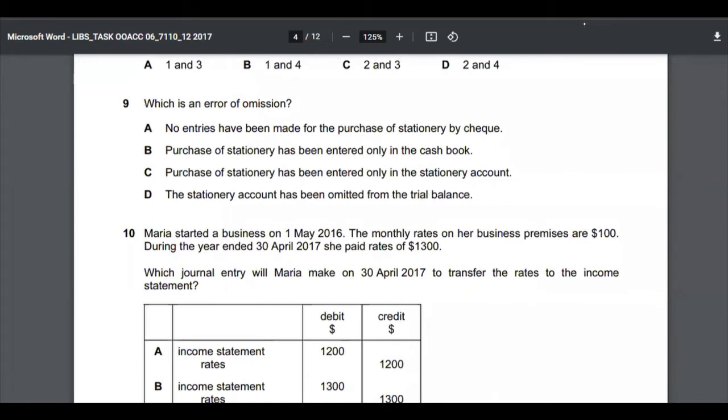Multiple choice 9, which is an error of omission, right? Error of omission basically means that the transaction is not recorded, right? It's very apparent, the word no is here. So the answer to multiple choice 9 is actually option A. So no entries have been made for purchases of stationery by the check, right? So the financial transaction has been completely omitted from recording in the books. All right, so the answer to multiple choice 9 is going to be option A.